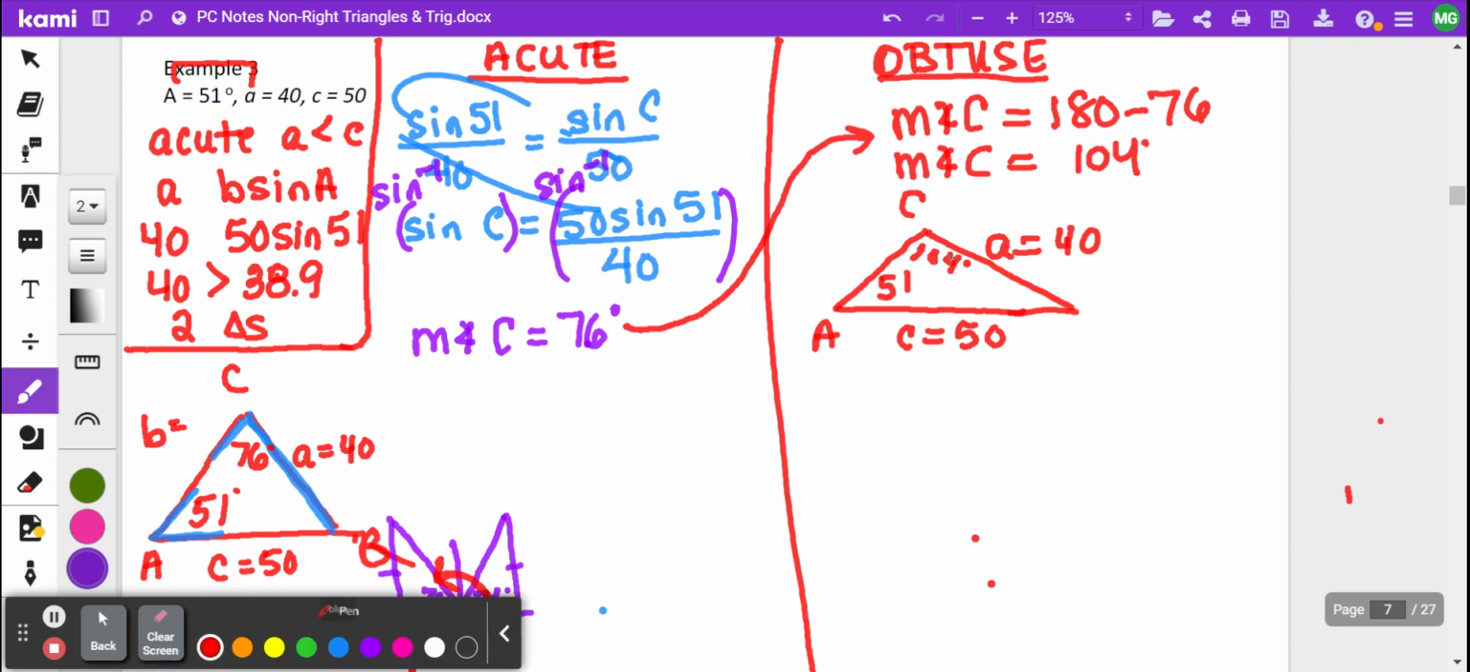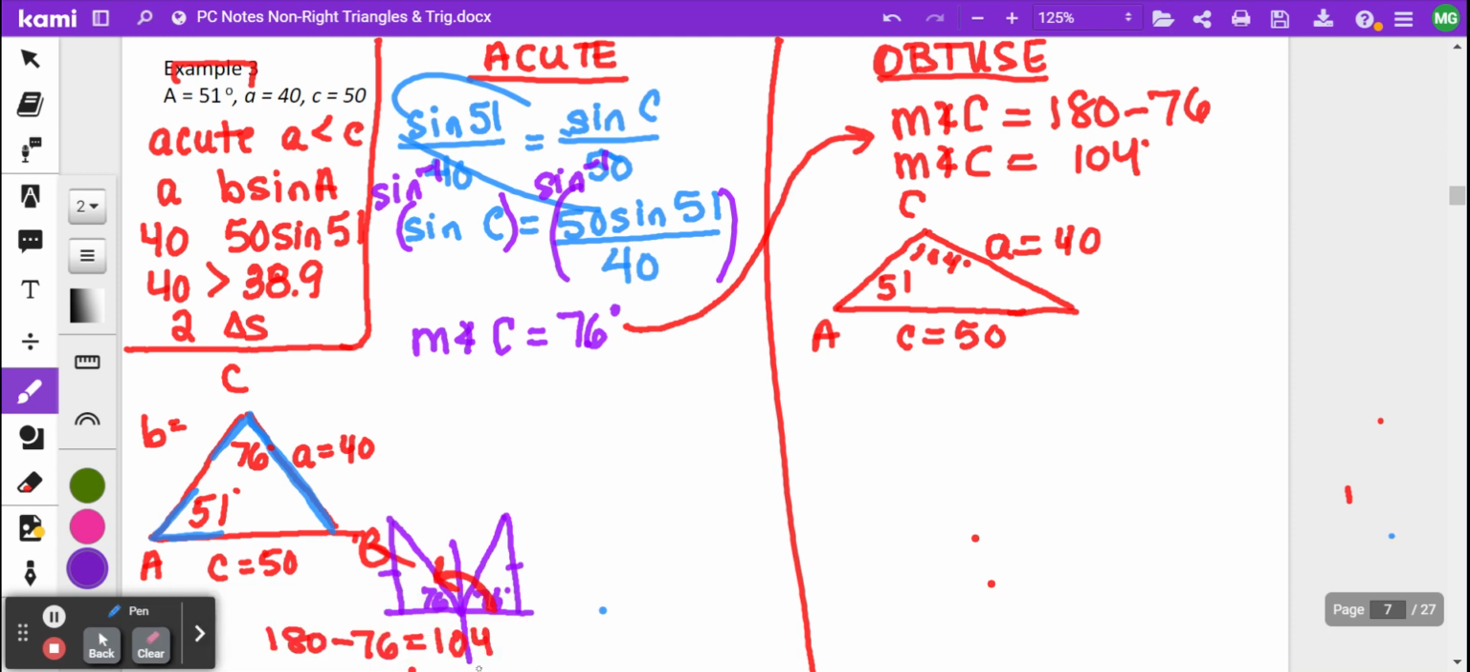And now we just go ahead and solve these problems as if they were two separate problems. In this scenario to the left, the acute triangle, we have two angles. So what we can calculate at this point is the measure of the third angle. We're simply going to use the triangle angle sum theorem. So 180 minus 51 minus 76 gives us the remaining angle, 53 degrees. So angle B is 53 degrees.